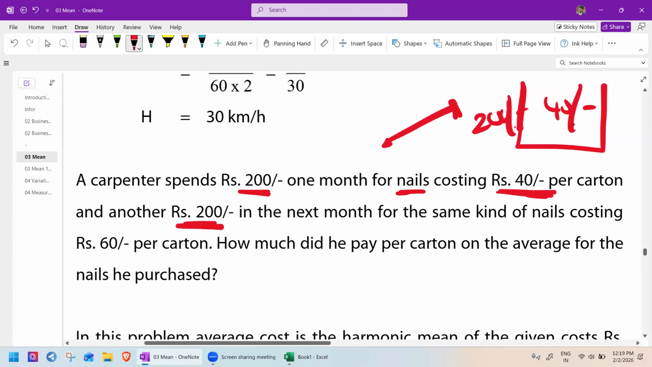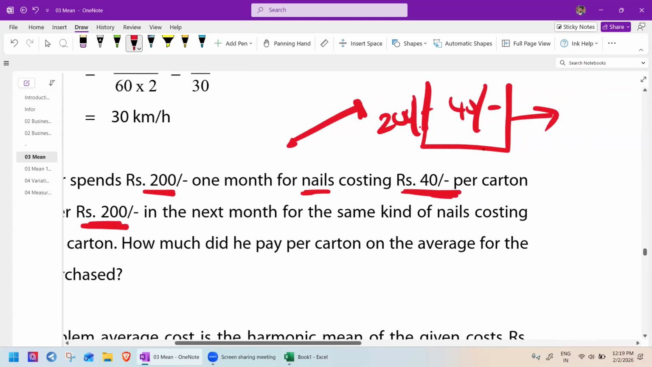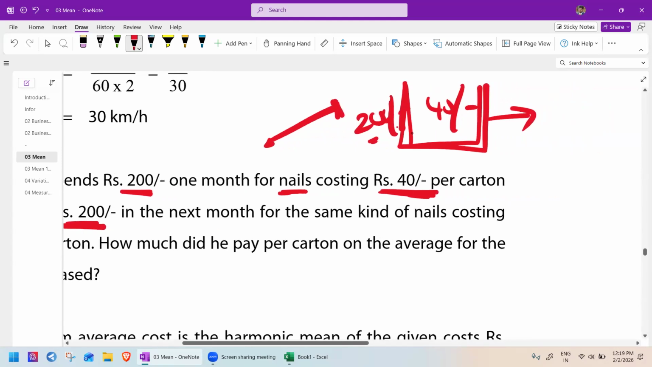How many did he purchase? A carton box is 40 rupees. He allocated 200 rupees to purchase. How much per unit of carton, per box? So how many boxes did he purchase? 5. Very good, 5 units.